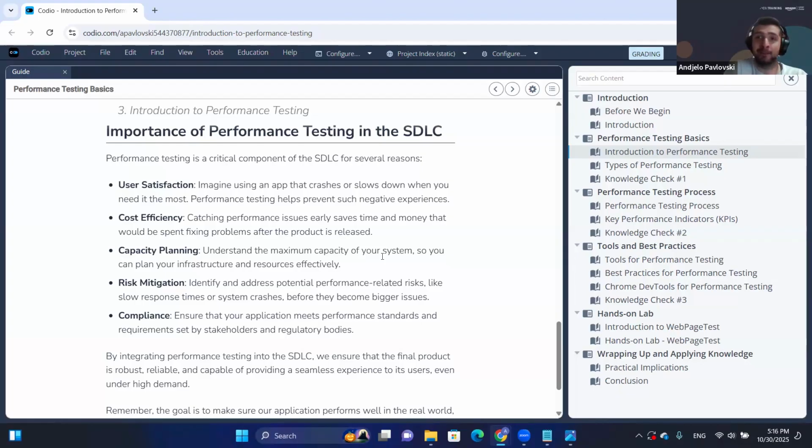Although sometimes it can end up being the opposite, or whatever the client gives you. But again, this is one of the things that are supported by performance testing. Then we have risk mitigation.